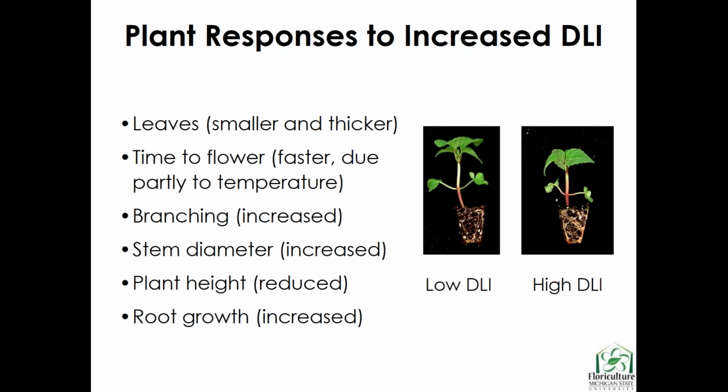We're going to see more branching, so increased branching, increased stem diameter. Plant height can sometimes be reduced, and obviously what we're focusing on today is increased root growth, and you can definitely see this in this example with these salvia plugs.